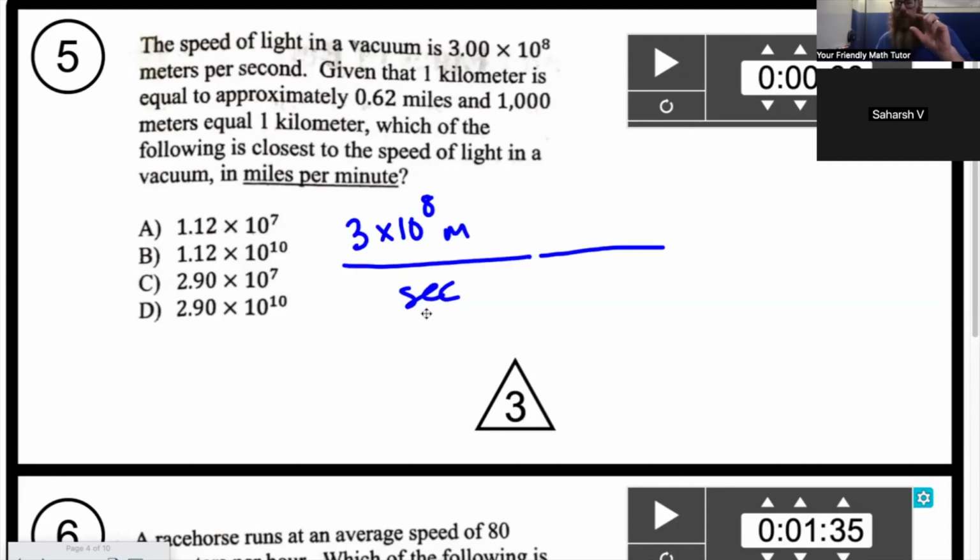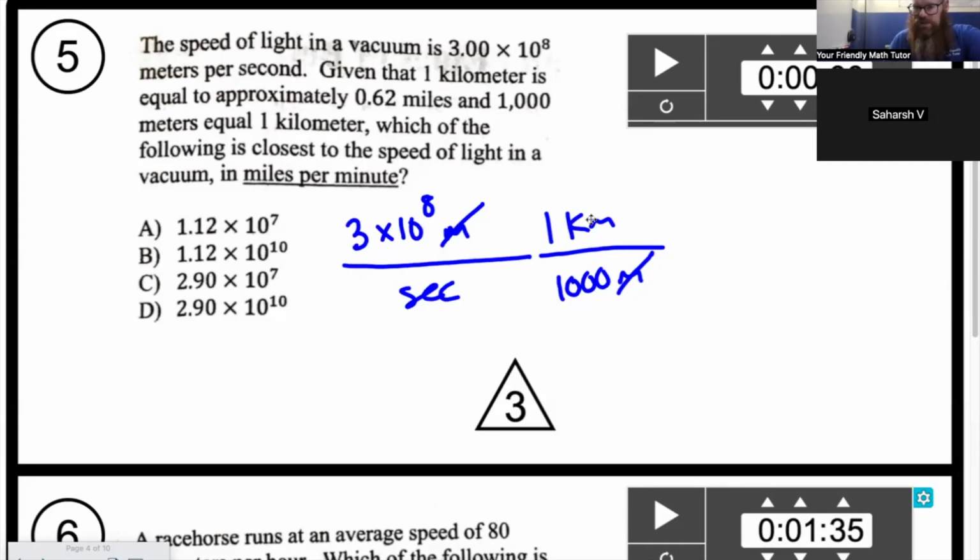1,000 meters is 1 kilometer. That leads to 2 different conversion factors. One is that there's 1,000 meters in 1 kilometer, or the other is that there's 1 kilometer in 1,000 meters. What I want to do is choose the 1 kilometer in the numerator and 1,000 meters in the denominator, because I want the meters unit to cancel. So every time I choose a conversion factor, it's so that the one before cancels. And finally, I should be left with miles per minute.